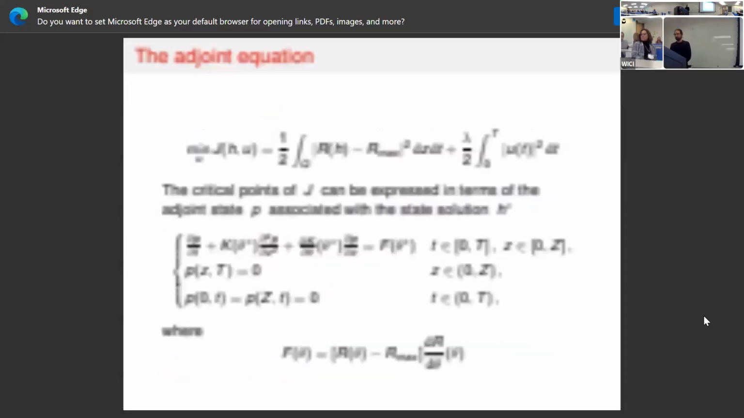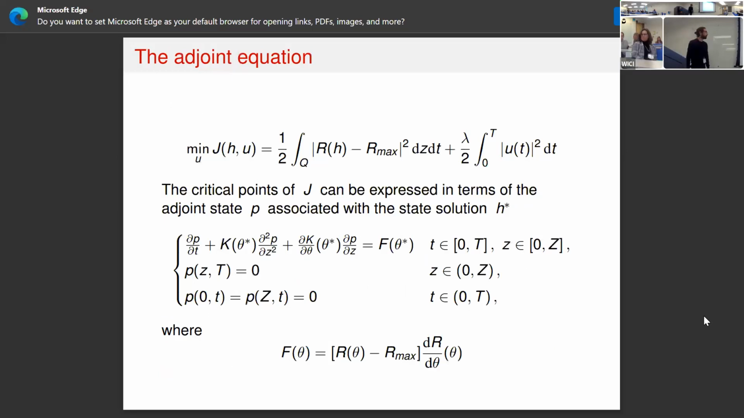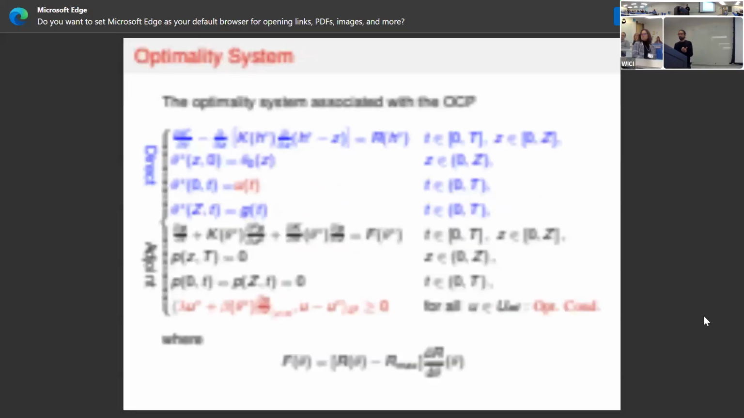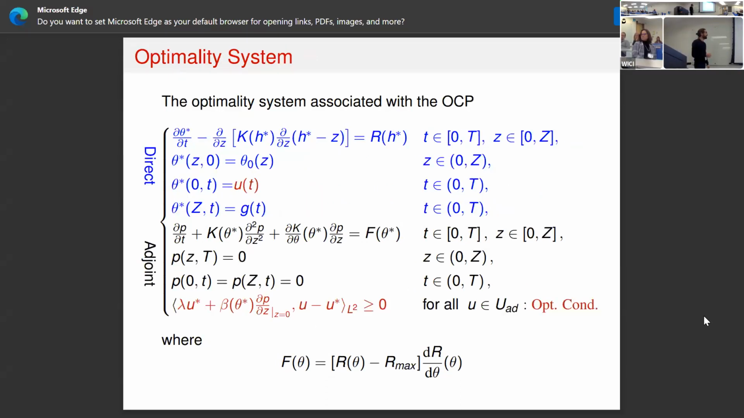Okay, so this leads us to introduce the adjoint state. That is a classical method in control theory. And thanks to this adjoint state, we can characterize the optimality systems. So here these are all equations that we have seen already. This is the direct problem, the Richards equation. This is the adjoint equation in black.